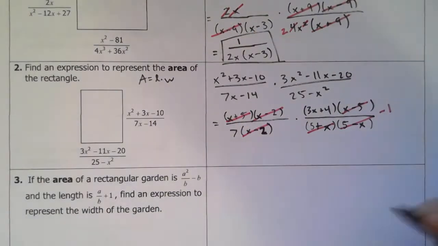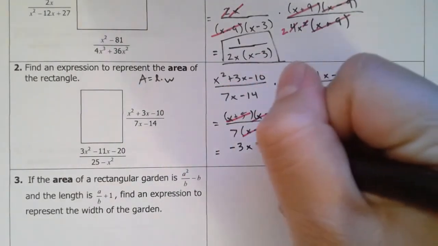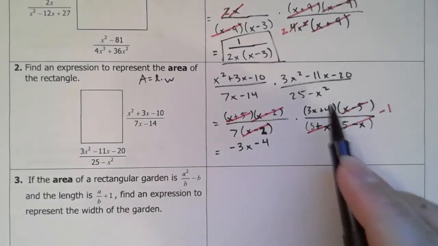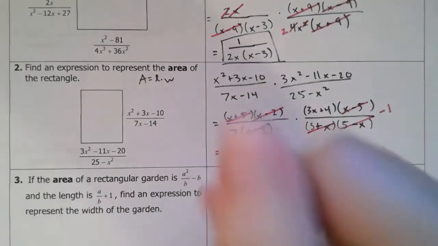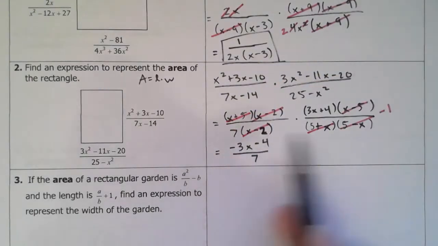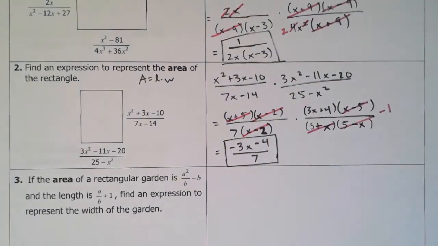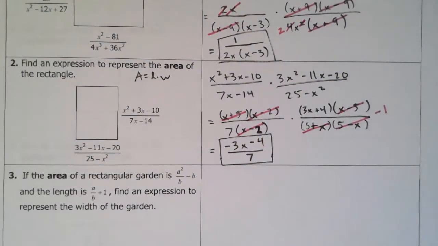So I'm going to have equals to negative 3x minus 4, right? Because this minus 1 makes this negative, over 7. That's the only thing that survived here in the denominator. So this is the expression that represents the area for this rectangle.